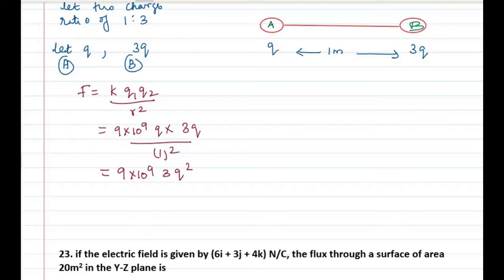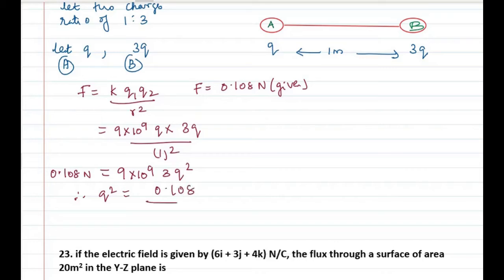What is the F value they have given in the question? F is equal to 0.108 Newton, given in the question. So substitute the F value here, 0.108 Newton. Therefore Q square will be equal to 0.108 divided by 9 into 10 to the power of 9. So we'll get Q square is equal to 0.004 into 10 to the power of minus 9 Coulomb.